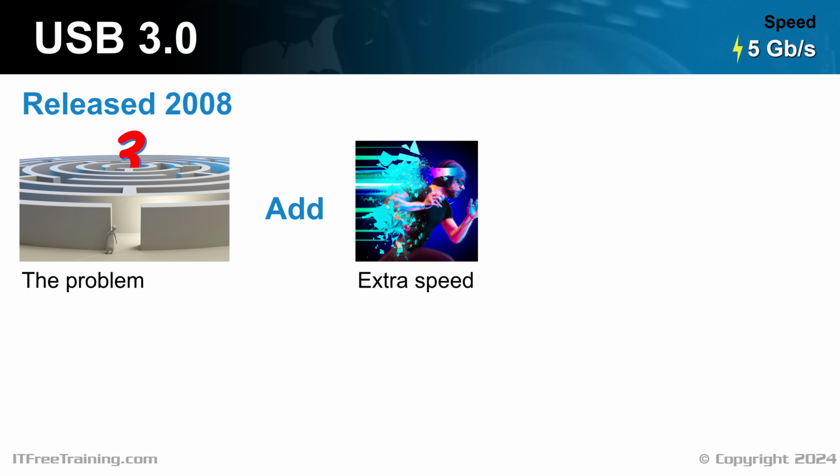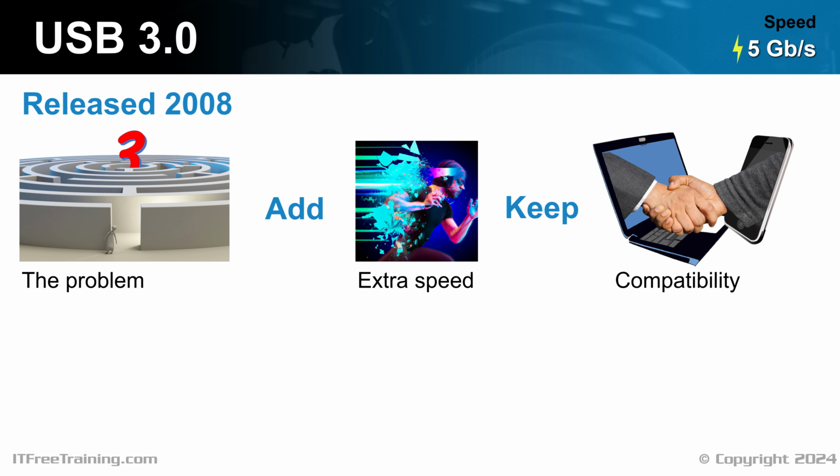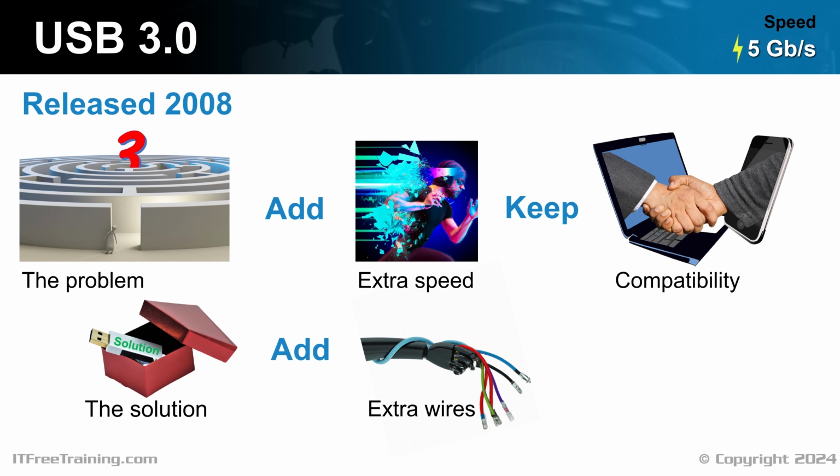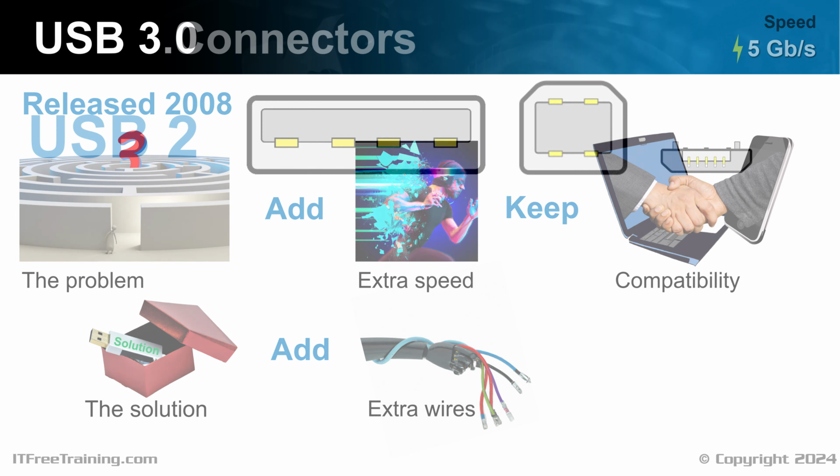USB 2 had gained a lot of market share, and thus, for USB 3 to be successful, it also needed to keep compatibility with existing devices. So, what was the solution to this problem? The solution was to add additional wires to the connector. These additional wires allow the same connector to transmit USB 2 and USB 3 signals at the same time. Let's have a closer look.